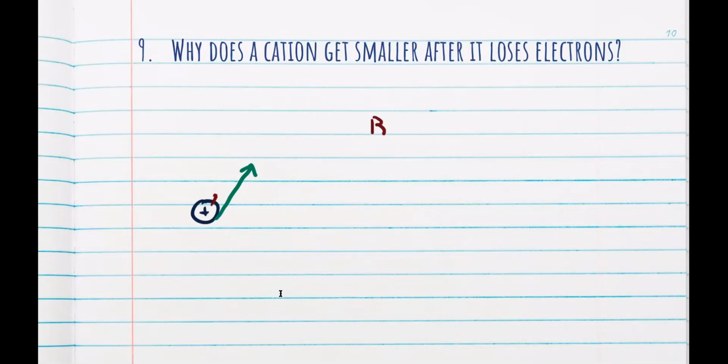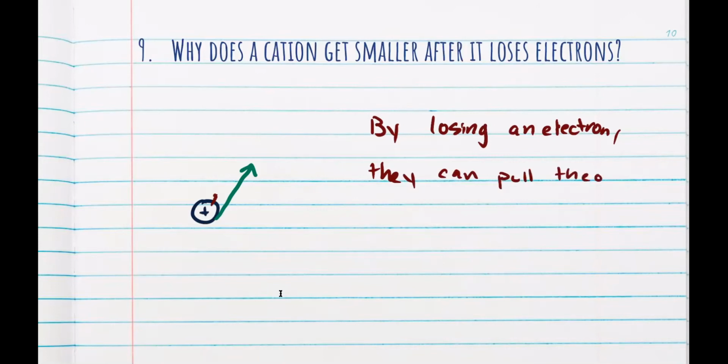But by losing an electron, they can pull the other electrons tighter. That brings those electrons closer.